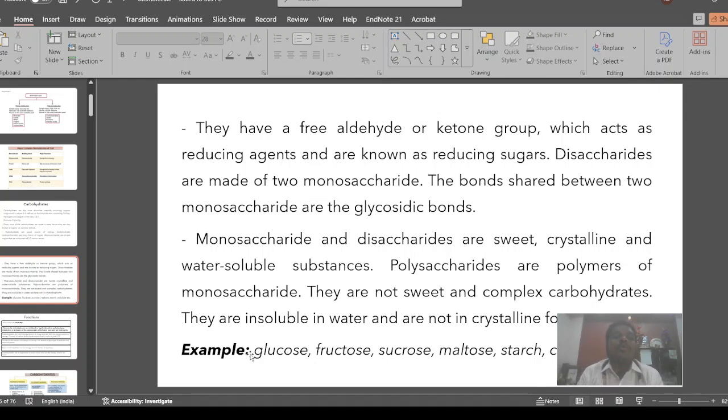Disaccharides are made up of two monosaccharides. It is a part of oligosaccharides. The bond shared between the monosaccharides is known as glycosidic bond. Monosaccharides and disaccharides are sweet, crystalline, and water-soluble substances. Polysaccharides are polymers of monosaccharides, meaning they are made up of many monosaccharides. They are not sweet, are complex carbohydrates, are insoluble in water, and are non-crystalline in nature. Examples are glucose, fructose, which are monosaccharides, sucrose, maltose, which are disaccharides, and starch and cellulose, which are polysaccharides.